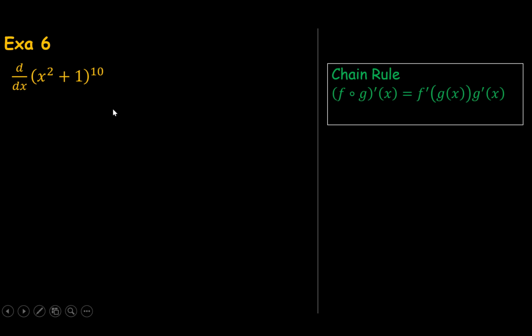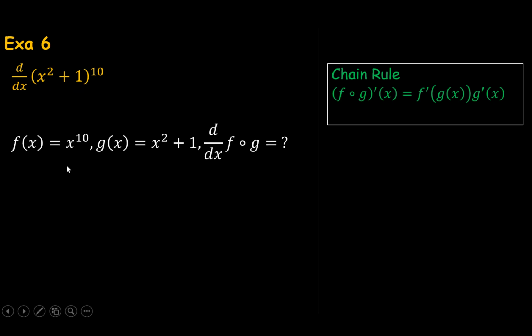First, let's write down explicitly what f and g are. In this case, f is just x to the 10th because this is something to the 10th. And then g is what's inside, which is x squared plus 1. So x to the 10th is our f, x squared plus 1 is our g, and we want to find out the derivative of f composed with g. Okay.